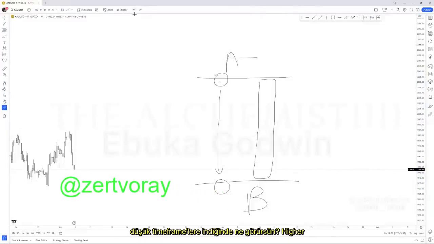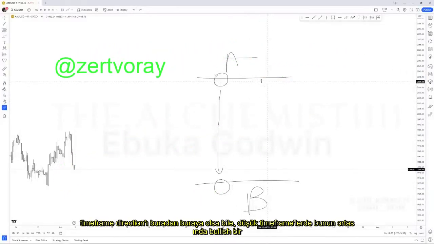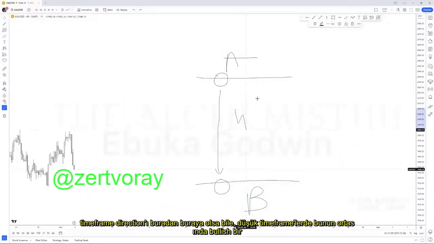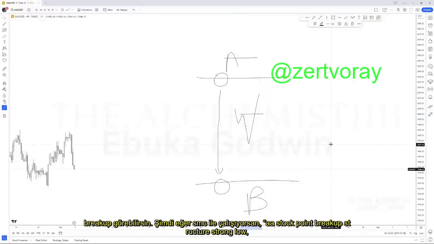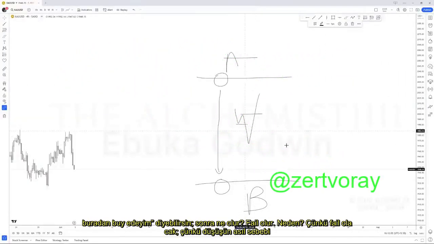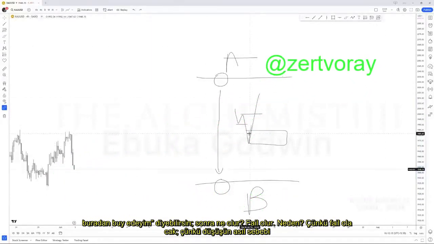But what happens is, if you go into the lower time frames, what would you have now? The direction of the higher time frame is from here to here. But on the lower time frames, in the middle of this, you might get a bullish breakout. Now, if you are with SMC, you might say, oh, stock fund breakout structure strong low, let me buy it here. And then what happens? It fails. Because why? It will fail.